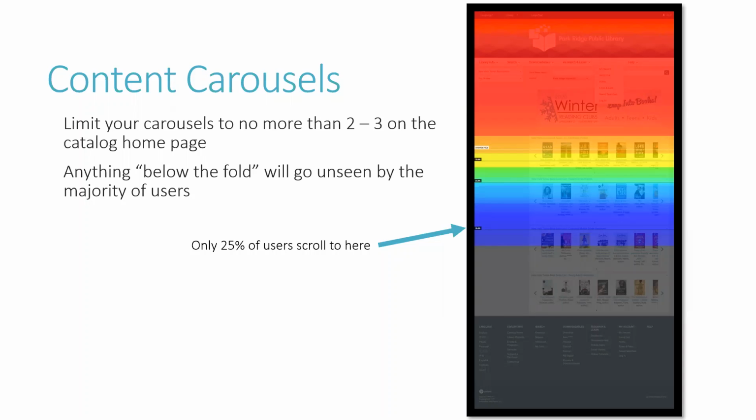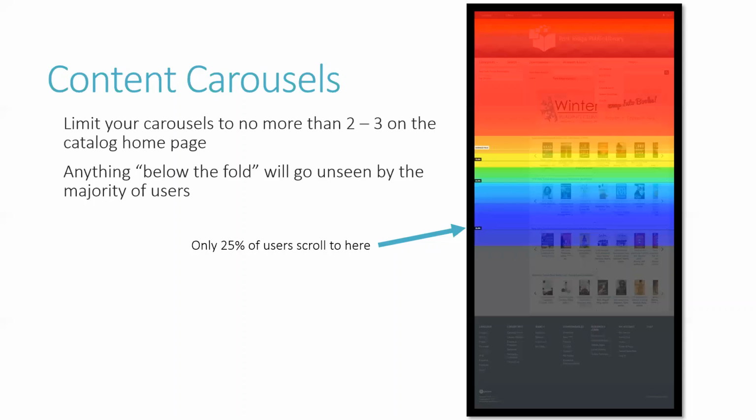If you have a lot of carousel ideas, and we have really talented library staff, so they always have a lot of great ideas, I think quality is better than quantity. You don't want to throw the kitchen sink on your PAC homepage. Instead, you're better off thinking of 2 to 3 carousels that really appeal to your users, and then putting those up so that they can see what's there.